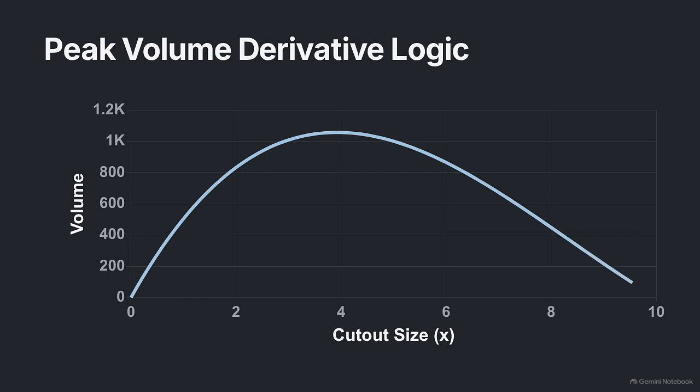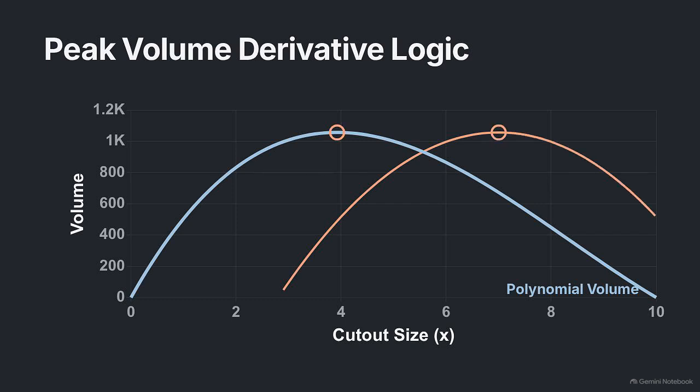The relationship between the cutout size and the total space forms a much messier polynomial curve, 600x minus 100x squared plus 4x cubed. The algebra is heavier, but the structural logic is identical to our simple parabola. Finding the maximum volume is as simple as finding the highest point on this new graph. To lock in on that peak, we calculate the derivative of the volume equation and solve for exactly where the slope hits 0.